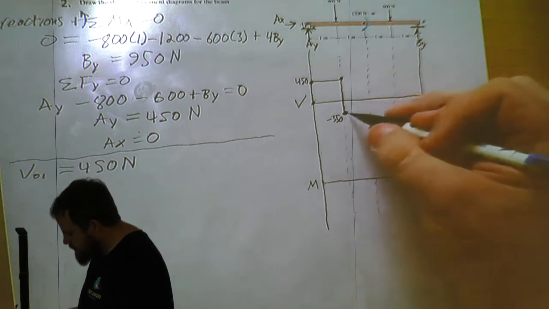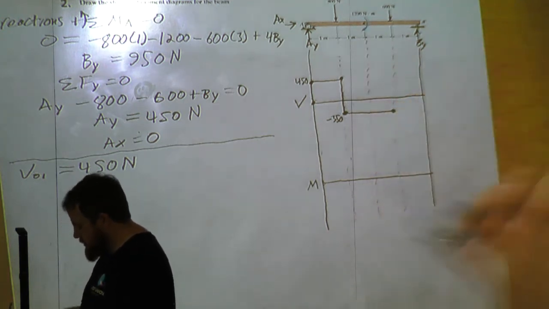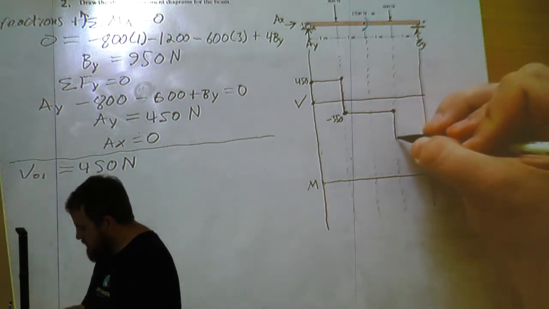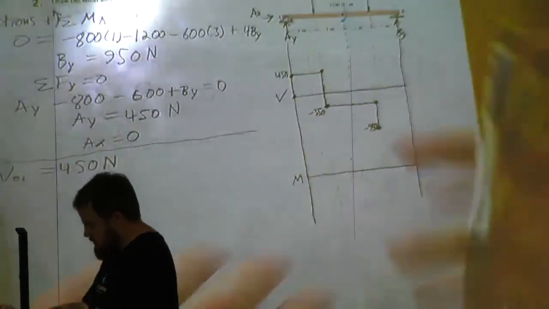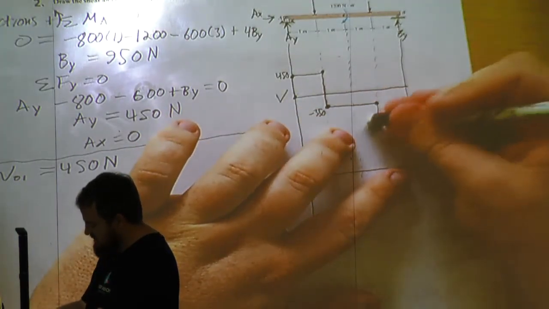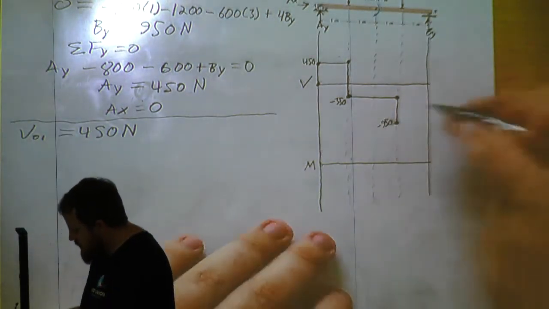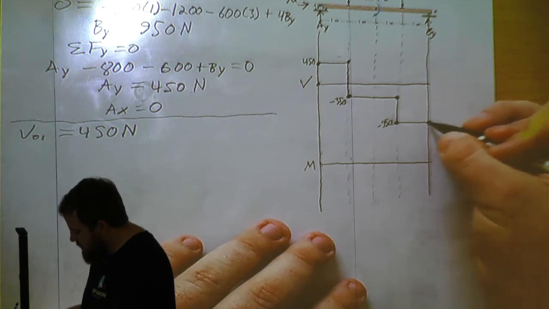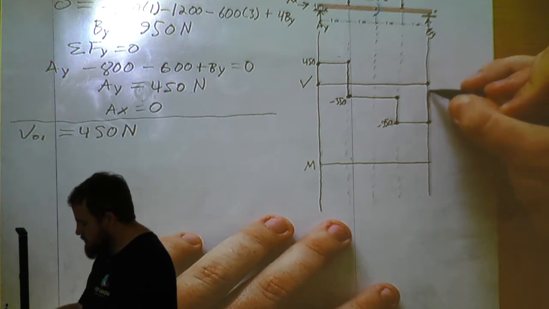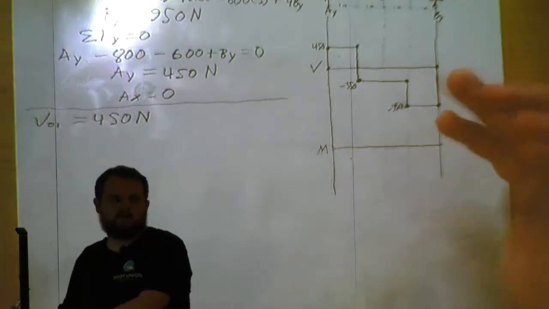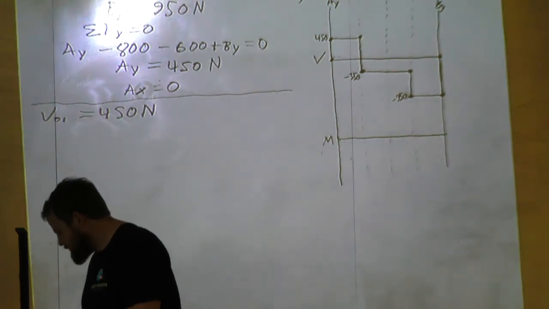Right? And then we have no shear acting on it until this point, where we have minus 600, which brings us down to negative 950. That looks bad. Let me rewrite that. And then no shear acting on it till here, where we have BY, which is 950. So that brings us all the way back up to 0. Did that make sense how I did that? Okay.